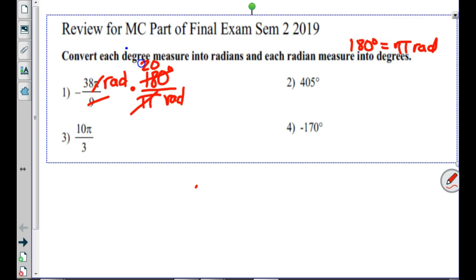That's going to go in there 20 times negative 760 maybe. Anybody checking me? Yes? Okay.